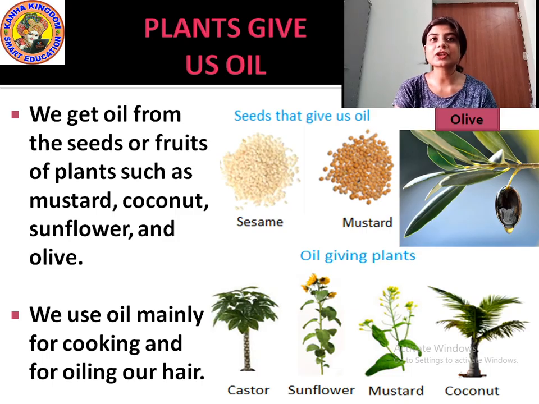Understood? You can see the picture. Sesame, these are the seeds of a plant. Sesame, mustard, then olive is the fruit of the plant. Then sunflower plant, mustard plant, then coconut plant. These are the plants that give us oil.